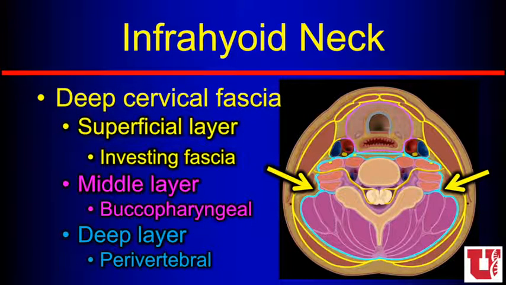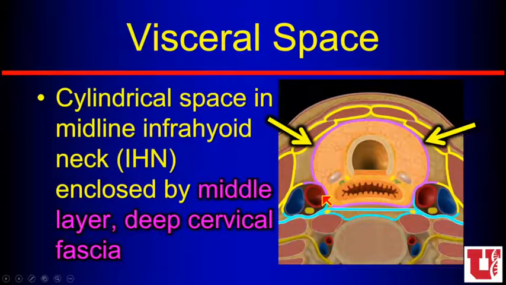Now, if we look at that middle layer again, we see a close-up of what we can call the visceral space. So that is only in the infrahyoid neck, and that's the middle layer of the deep cervical fascia in the infrahyoid extracranial soft tissue. So we've got the thyroid there, the trachea, the parathyroid, and the esophagus down low at that level, and we have the larynx up higher.